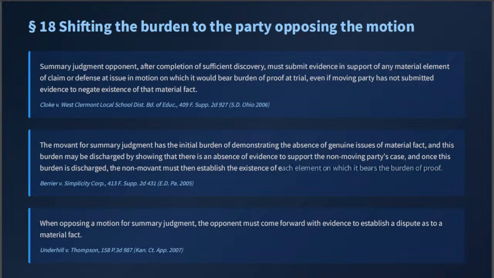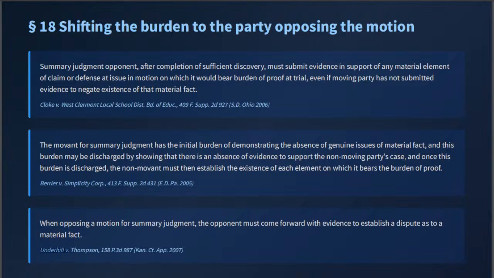So, I guess this is where the attack can be pretty broad, because if any of those elements can't be established, well, it looks like it says that the non-movant must establish the existence of each element on which it bears the burden of proof. Okay. That's again from the Simplicity Court, Barrier versus Simplicity in Pennsylvania, 2005.